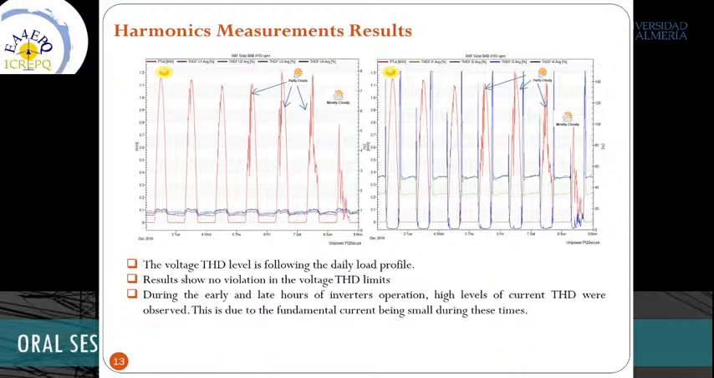During the early and late hours of the inverter operation, high levels of current total harmonic distortion were observed. This is due to the fundamental current being small during this time.